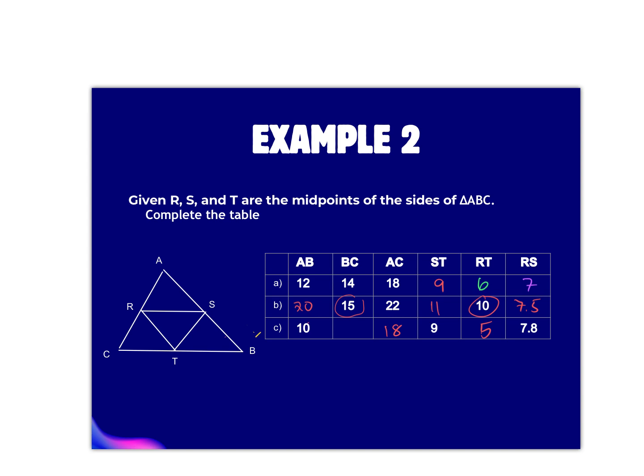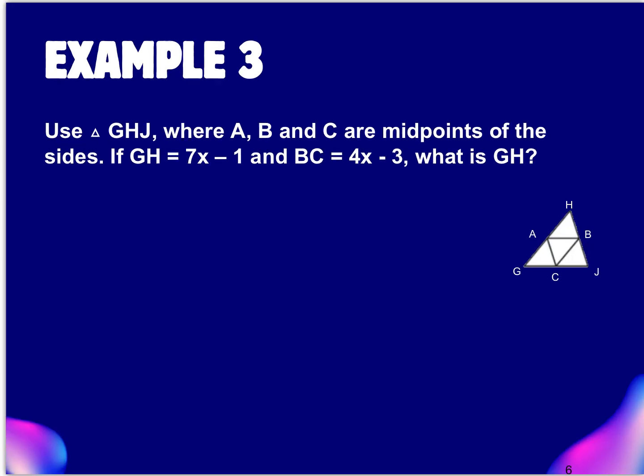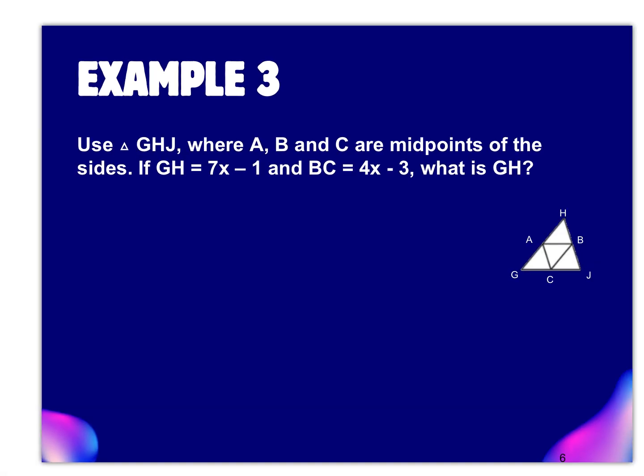So if RS is equal to 7.8, right, that means this segment, mid-segment, then we know that this line here, this side of the triangle that's parallel to it, is going to be double the 7.8. So it's going to be 7.8 times 2, which is 15.6. And so that's the answer to that one. So again, once you know the rules, obviously then the rest is just different types of problems using the rules.